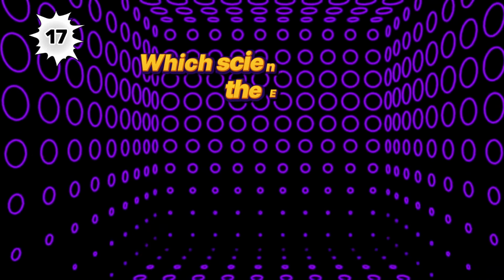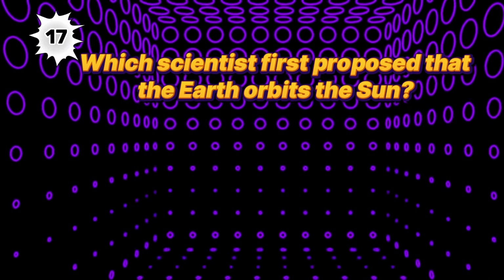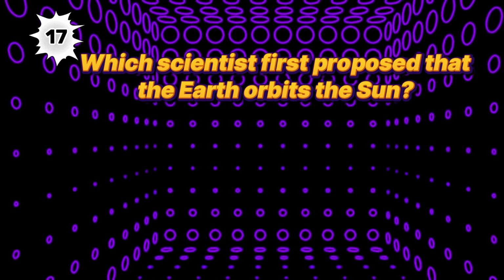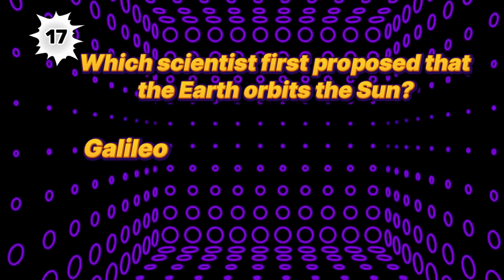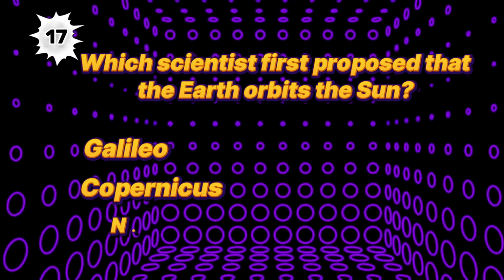Let's go back in time to science history. Which scientist first proposed that the Earth orbits the Sun? Was he Galileo, Copernicus, or Newton?